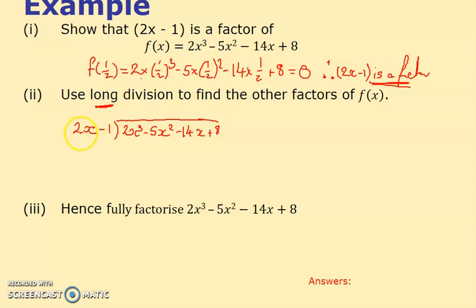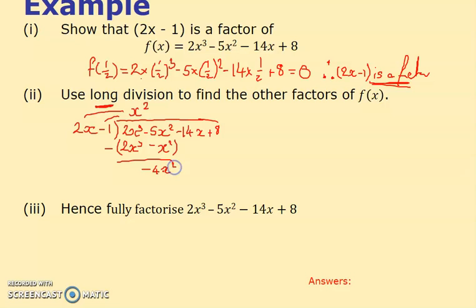You just say to yourself, what do I times 2x by to get 2x cubed? And the answer to that is obviously x squared. And then you have to times these two things. x squared times 2x gives me 2x cubed, minus x squared. And you should remember to do this. I told you to put it in the bracket to remind you to take away. 2x cubed minus 2x cubed is gone. But minus 5x squared, minus and minus is a plus, so it gives me minus 4x squared.